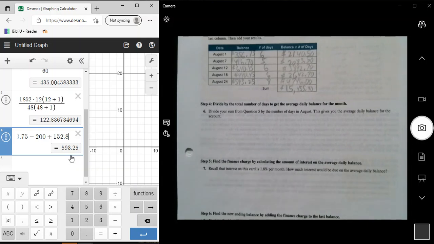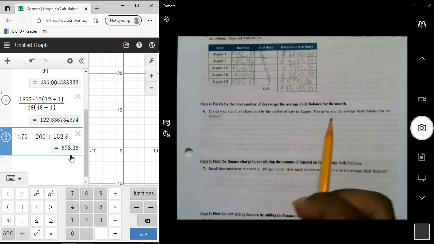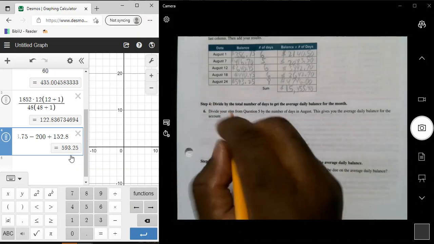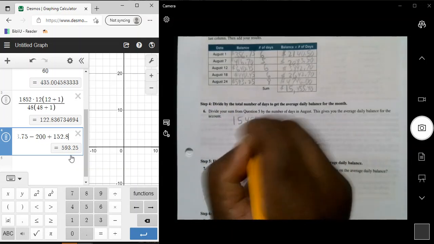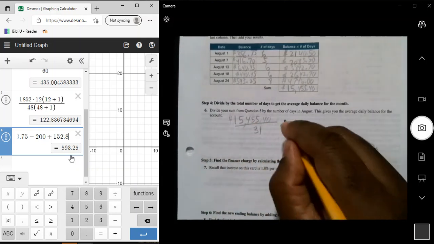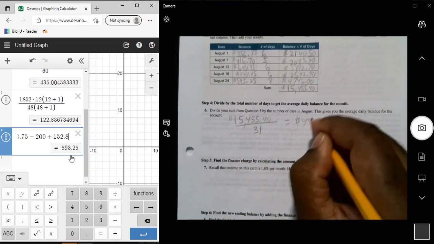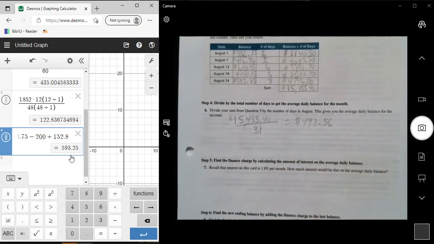Now it says here, divide by the total number of days to get the average daily balance for the month. So it says divide your sum from question 5 by the number of days in August. Now remember, it's 31 days in August. This gives you the average daily balance for the account. We have $15,455.40. And we divide that by 31 days. And it comes out to be $498.56.